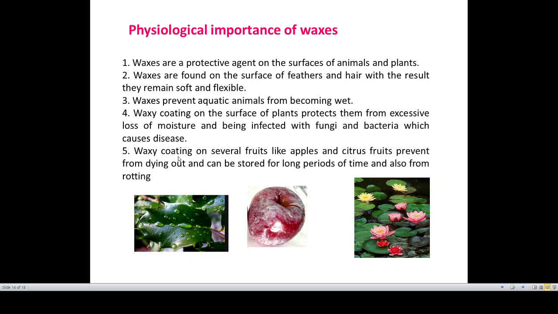And another major application is the waxy coating on several fruits like apple and citrus, which prevents them from drying out because it does not allow the loss of moisture, and hence for this reason they can be stored for a longer period of time. And these are a few physiological importances of the waxes.